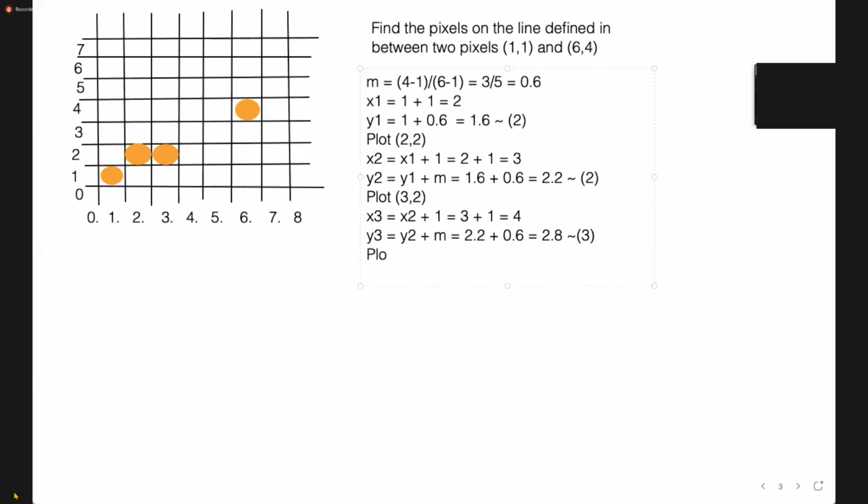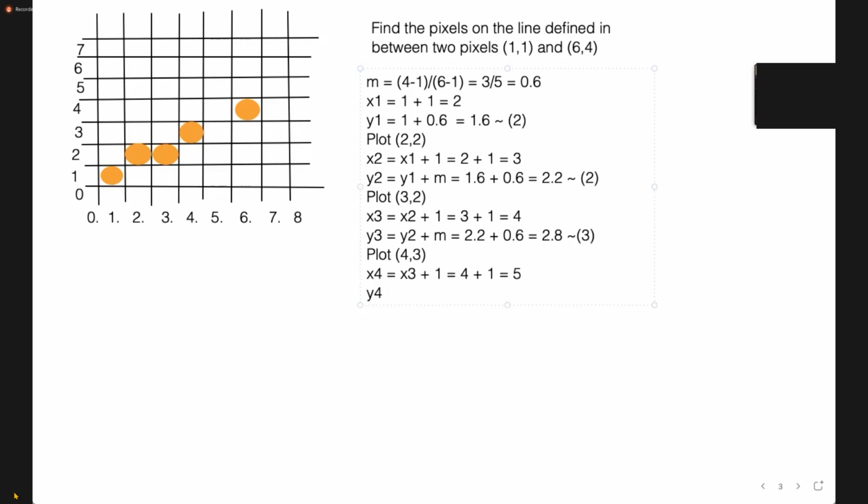Therefore, we can plot 4, 3. Now we are going to plot 4, 3, here. Now the next thing is x4. x3 plus 1. x3 is actually 4 plus 1, it will become 5.